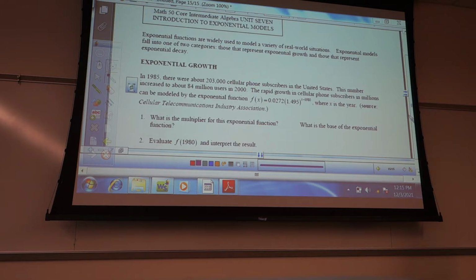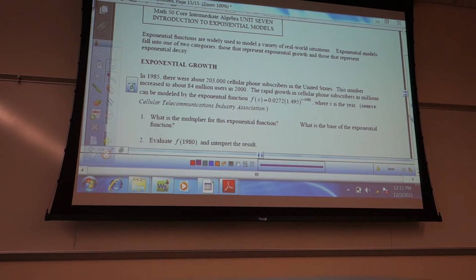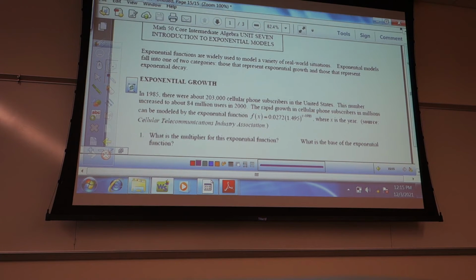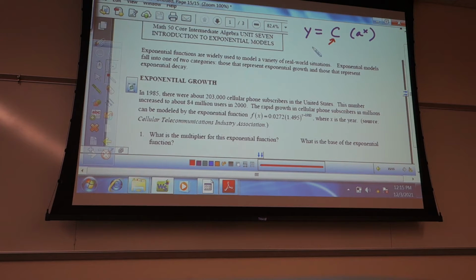The rapid growth in cellular phone subscribers in millions can be modeled by the exponential function f of x equals 0.0272 times 1.495 to the x minus 1980, where x is the year. Perfect. You can leave it there. That's good. So remember, my function is y equals c times a to the x, where c is my initial amount.